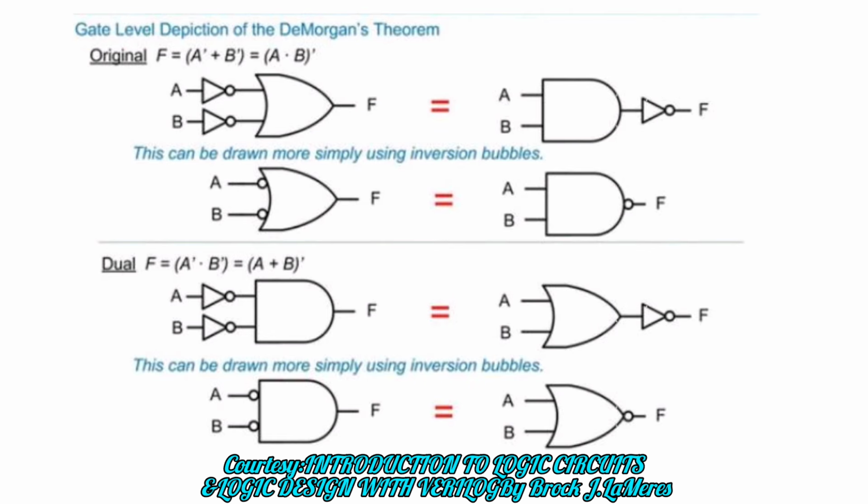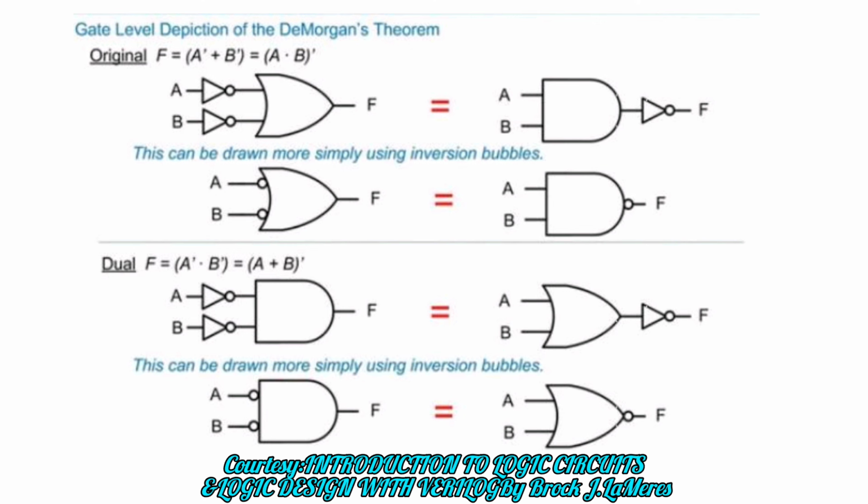The De Morgan's theorem original expression is f is equal to a complement plus b complement. So a complement plus b complement is equal to (a into b) whole complement. That is, the sum of complements is equal to the complement of their products. The gate level depiction is shown over here.